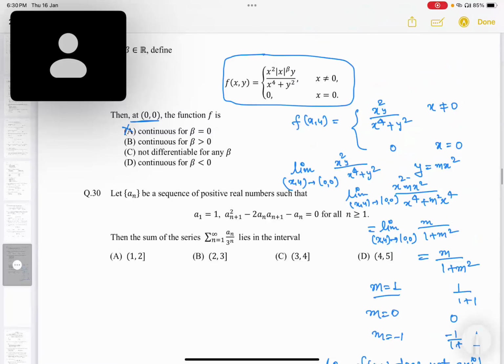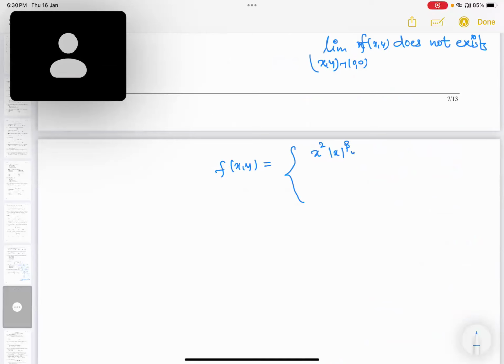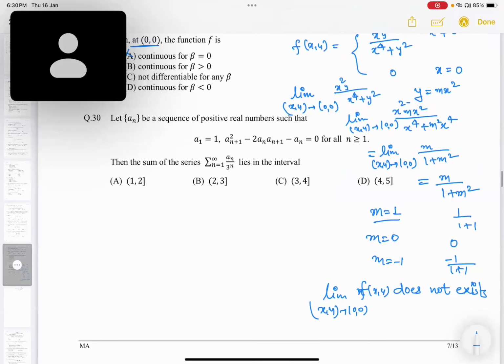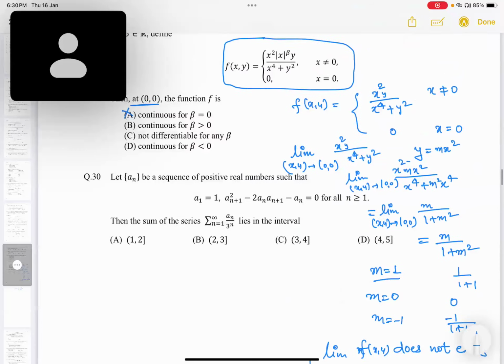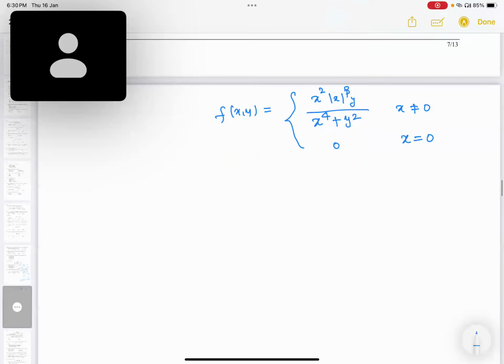So for beta greater than 0, our function will be f of xy is equal to x square mod x to the power beta y upon x to the power 4 plus y square for x not equal to 0, and 0 if x equals 0. Now we want to check the limit as xy tends to 0, 0 of this function, right? So a better way is to write this function in this way.